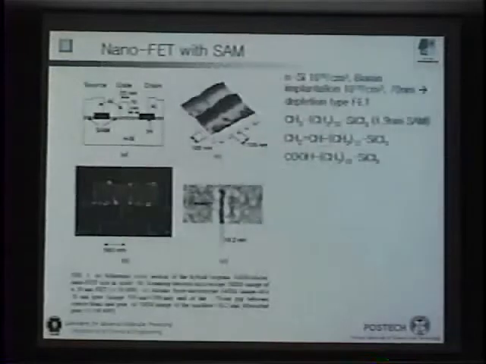Some people make so-called nano-FETs. They deposit a SAM molecule on single crystal silicon and then pattern this with metals. The gate dielectric is really thin, between 1 and 2 nanometers, and then they measure the transistor characteristics. They call it a nano-FET, and they tried different molecules with different functional groups at the end.